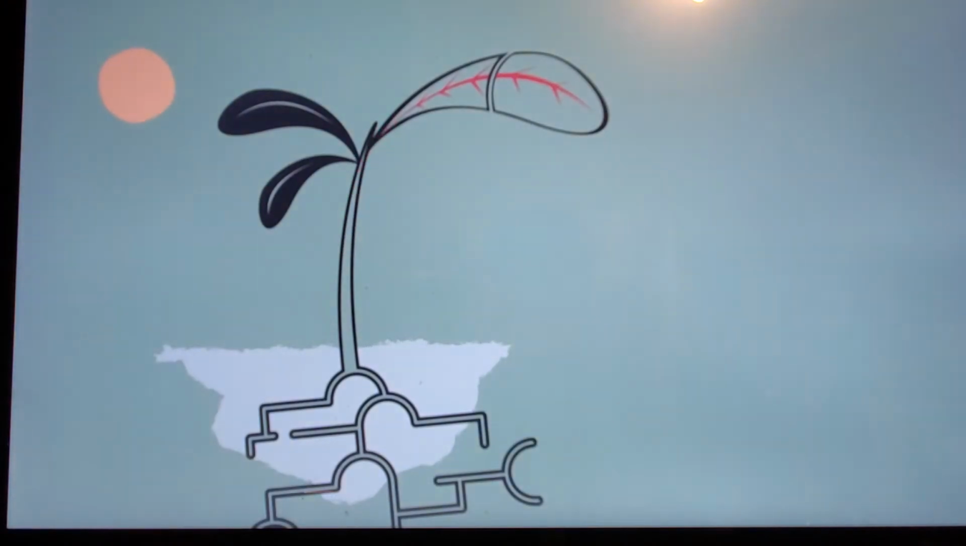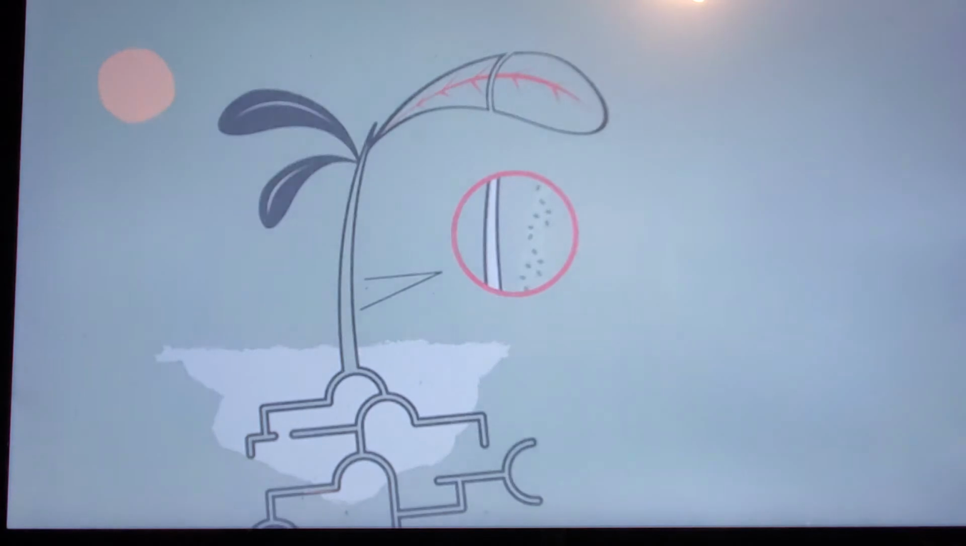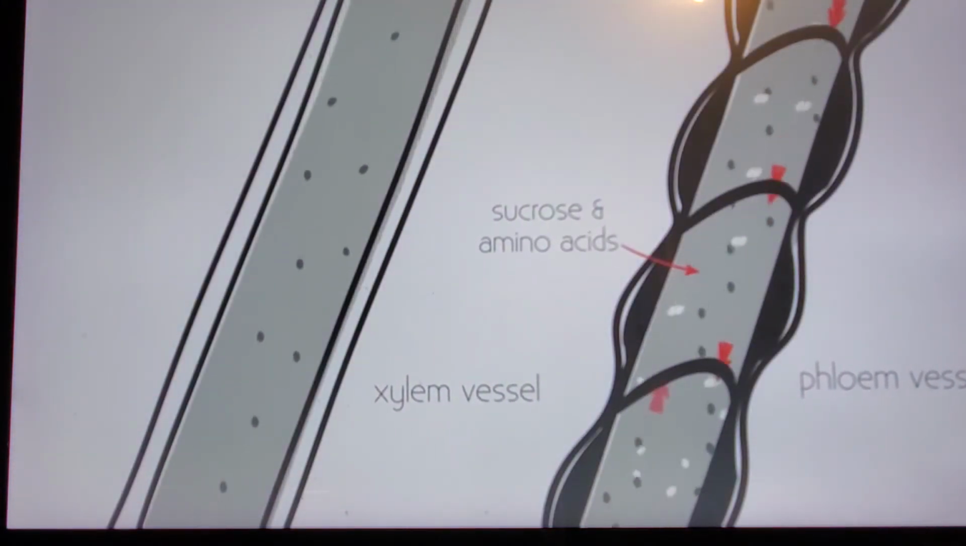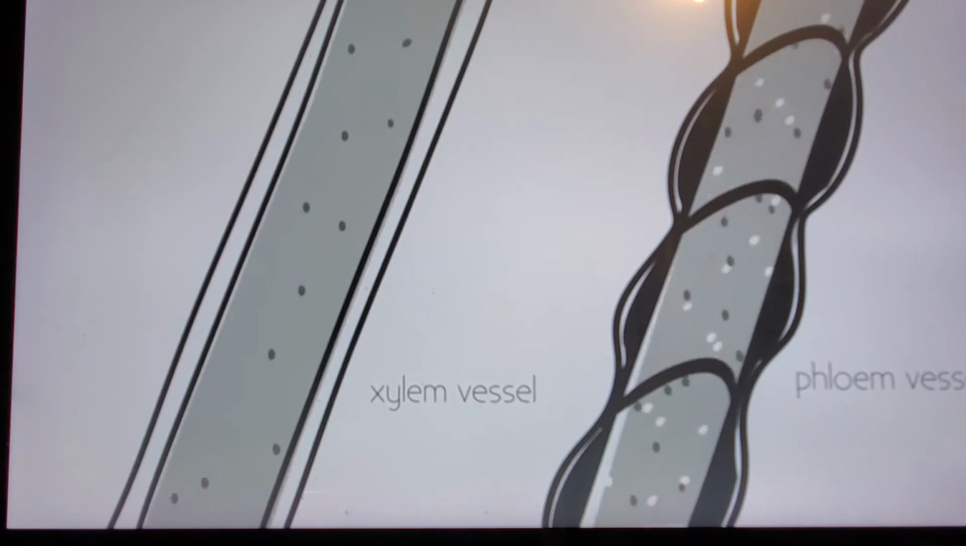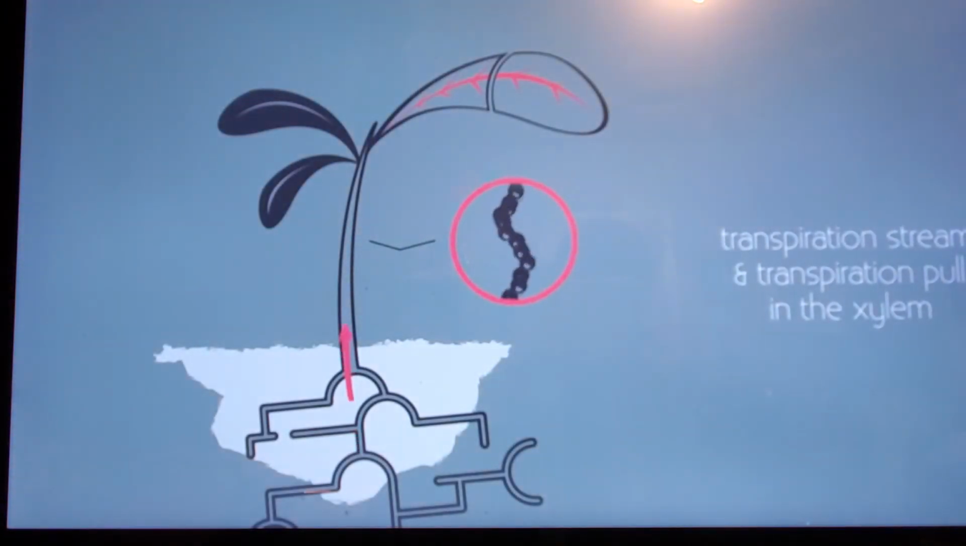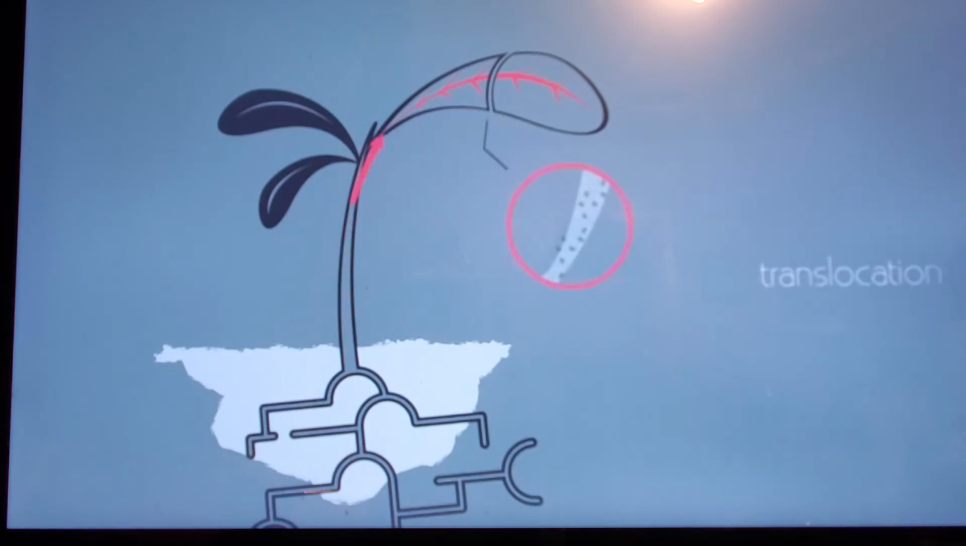We're nearly there. We know how water moves up the plant in the xylem, with some minerals dissolved in the water. And we know that sugars move up and down the plant in the phloem. So all that is left to discover is exactly how the phloem works. We have the transpiration stream and the transpiration pool in the xylem, but there are no forces causing translocation, so something different must happen in the phloem.